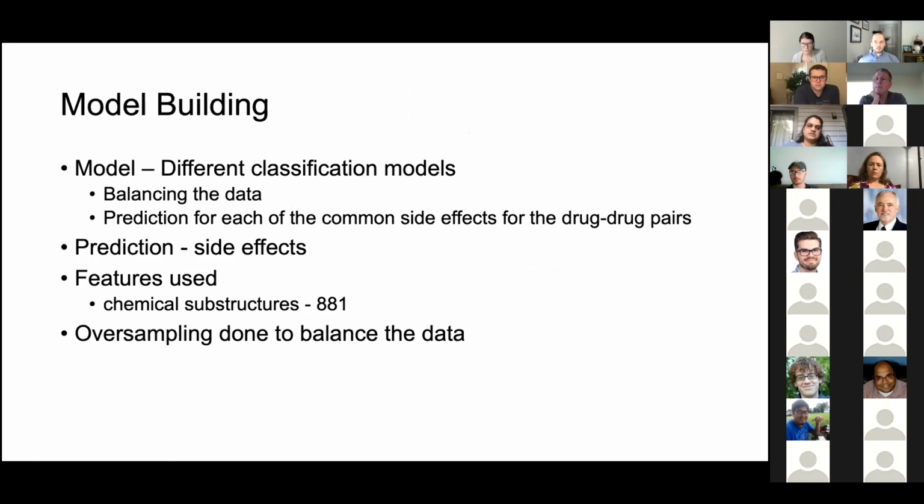So now we have the pre-processed data set. Now I can build a model using that final data set. I used different classification models, which I'll get into later.